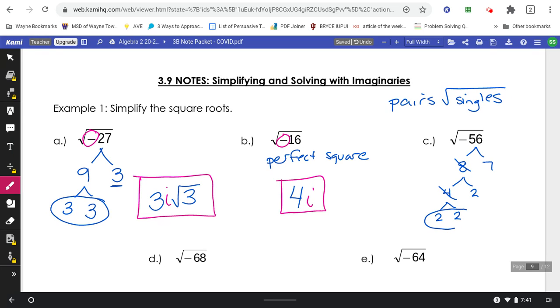I have a pair of 2s right here. And then I have a single 2 and a single 7. Those two singles are going to go both inside and be multiplied. So I have my pair of 2s on the outside. I'm going to multiply 2 times 7, and that's what's going to give me my inside number. Also, because I have a negative, I'm going to put an i. So my final answer will look like 2i square root of 14.